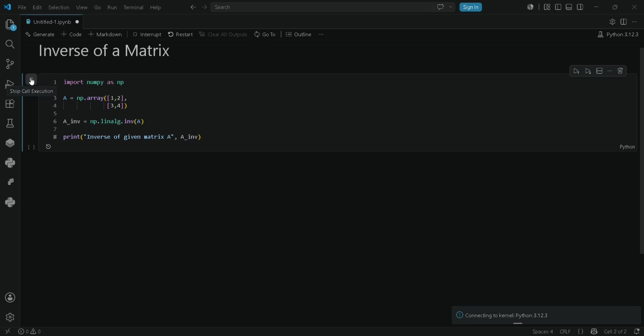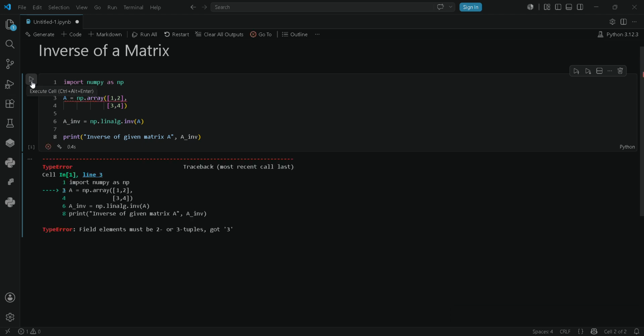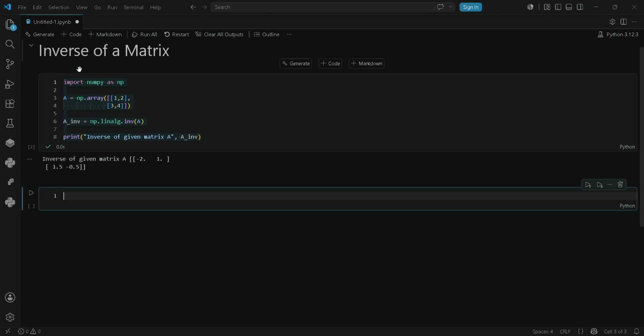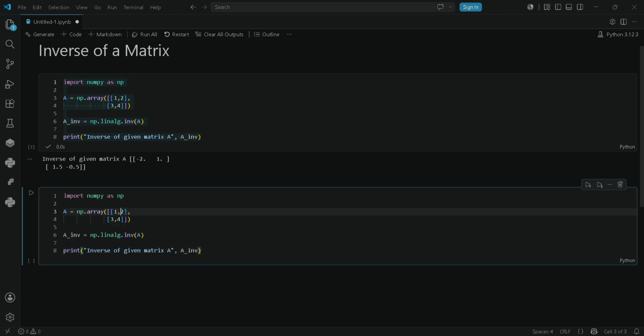and then run the code. And here is an error because one square bracket is missing, because we did not properly define the matrix. Now this is the inverse of the given matrix A, and similarly we can easily calculate the inverse of a matrix of higher order.